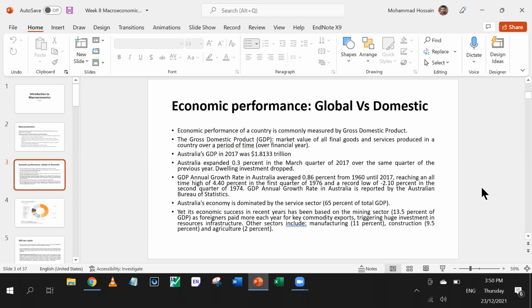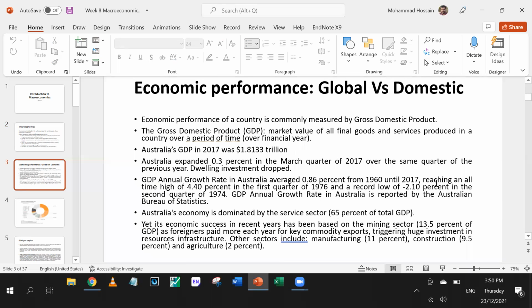Now here is an example of economic performance, global versus domestic. Let me make it a little bigger. So economic performance, global versus domestic. We don't talk here about the world economy, but domestic economies, a country's economy. Economic performance of a country is commonly measured by gross domestic product, GDP. So how a country is performing, how much they earn, how much they have produced. These things will be measured by gross domestic product. What is gross domestic product?